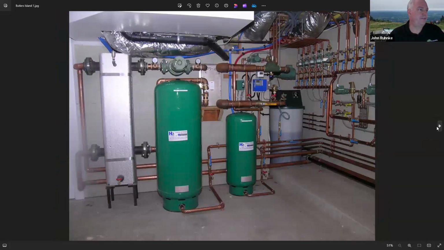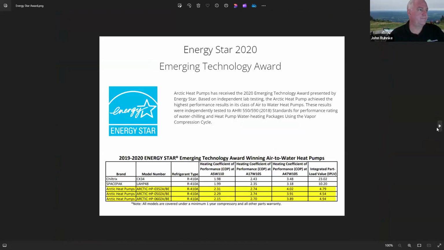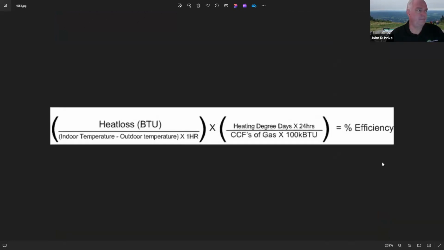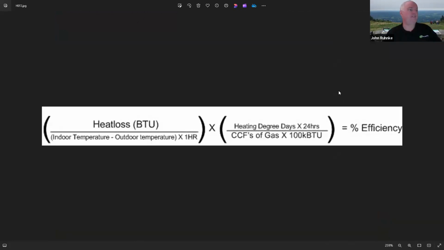So I guess we'll start with this slide right here. I have a patent on the use of this formula in hardware and software. And this formula allows you to compare the efficiency of one house to another. I developed this in the late 90s.